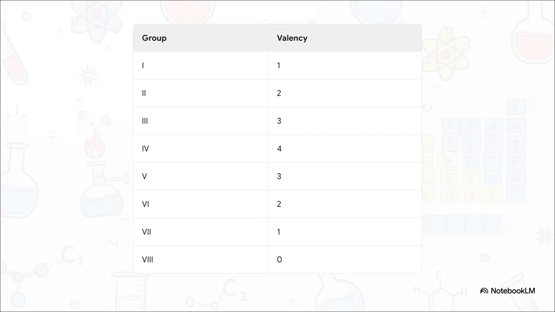And there's this incredible symmetry that perfectly maps out the pattern of valency. Your group number directly dictates your combining power, but it follows this beautifully symmetrical hill. Over in group I, the valency is 1. Group 2 is 2, group 3 is 3, and it peaks right at group 4 with a valency of 4. But then watch what happens. It descends. Group 5 drops back down to 3, group 6 is 2, group 7 is 1, and finally, group 8, the noble gases, have a valency of 0. They've got full shells, so they don't need to bond with anybody.